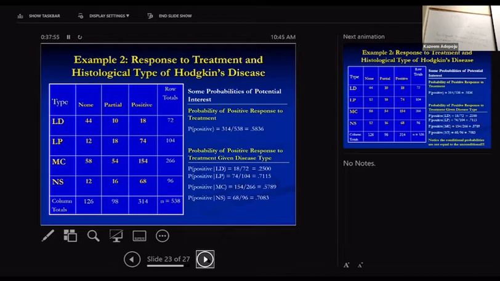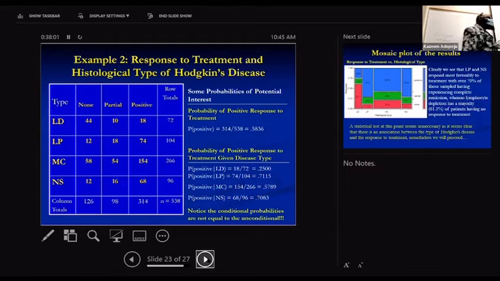What is the probability of positive given LP, MC, and NS? You're going to have 4 of them. Now take a look at that. Are they independent? They are not independent. Why? They are not independent because the marginal probability is not the same as this.